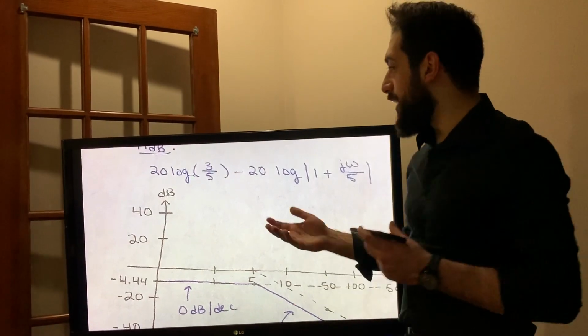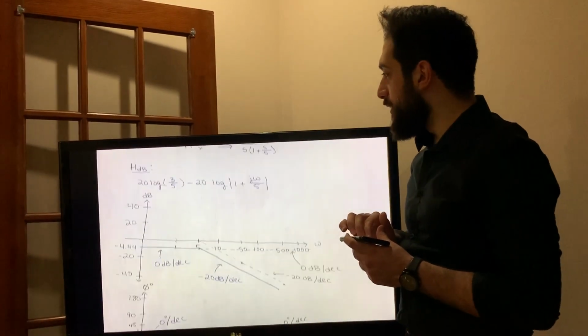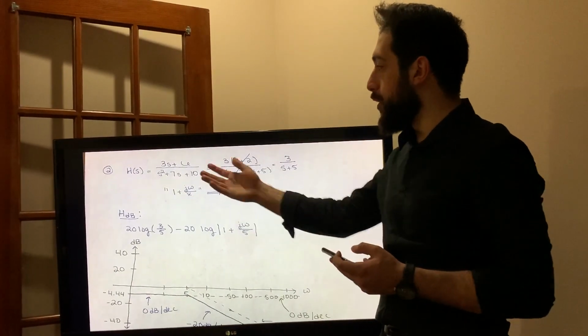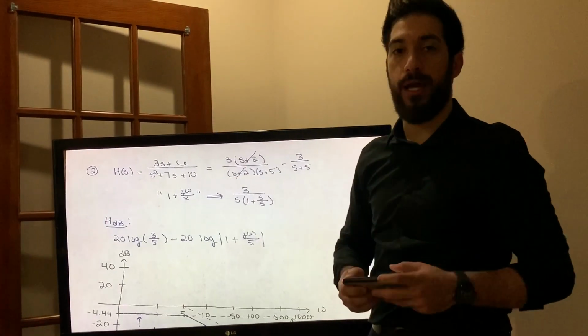So that's kind of an overall look of what a function and its Bode and polar plots look like.